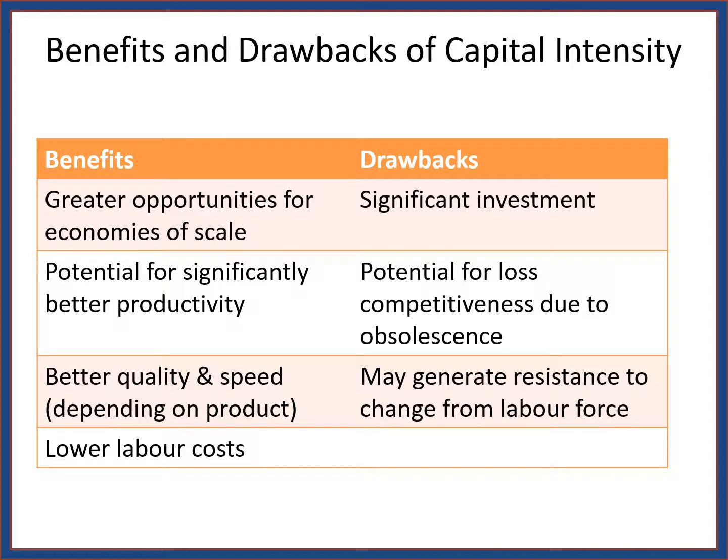So the benefits of capital intensive is that it's great opportunity for economies of scale. You can do a lot more with it. Potential for significantly better productivity. So machines should be working faster than a person, and there you go. You get better quality and speed depending on the product. So if it's something that can just be churned out, then you might find that the speed that you can do it, and your quality, will be very high. And of course then it has low labor costs as well, which, as I said, is one of the more expensive regular payments that a company has to give.